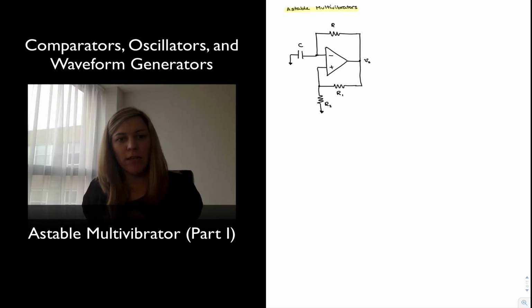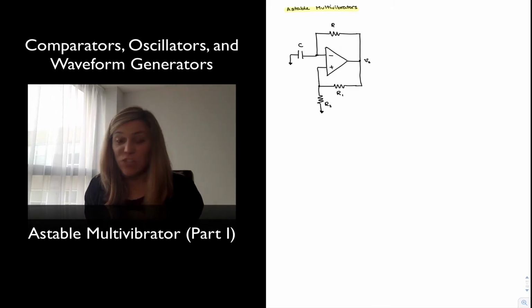So let's take a look at an astable multivibrator and see how it works. If we look at the circuit, we will initially identify that what we have is what looks like a Schmitt trigger, meaning an op-amp with some positive feedback, except the input signal, or what will normally be the input signal in an inverting Schmitt trigger, has now been replaced with an RC network.